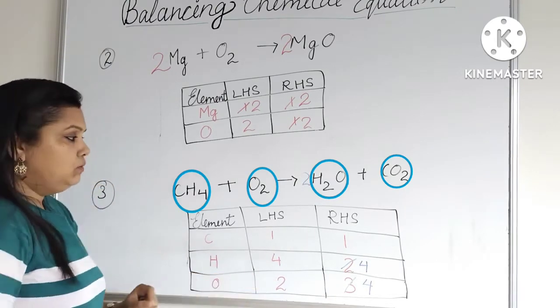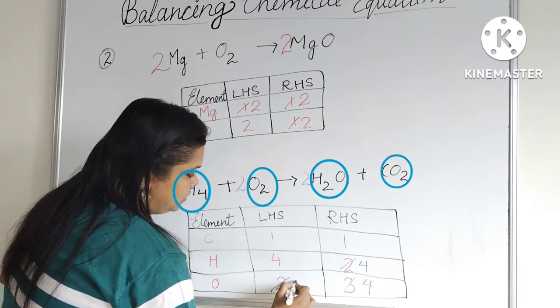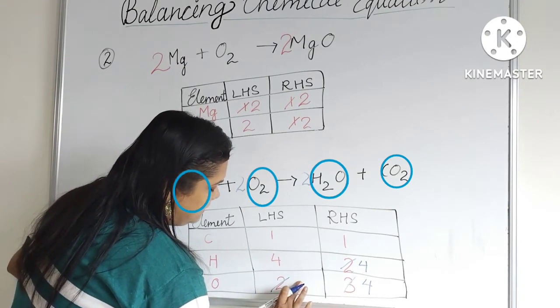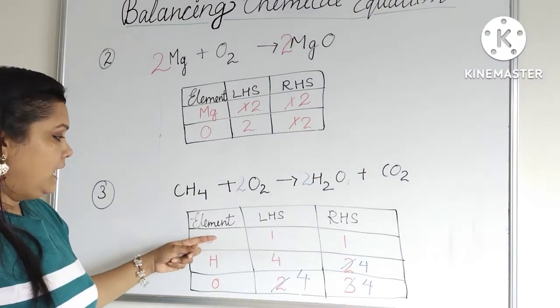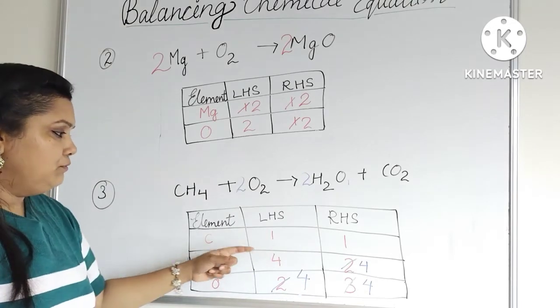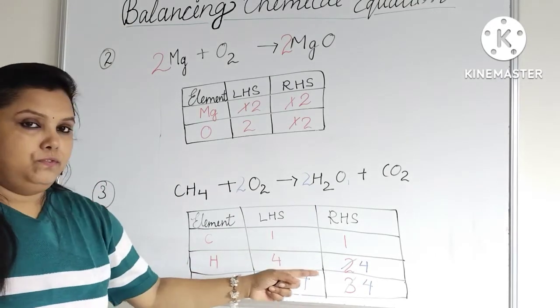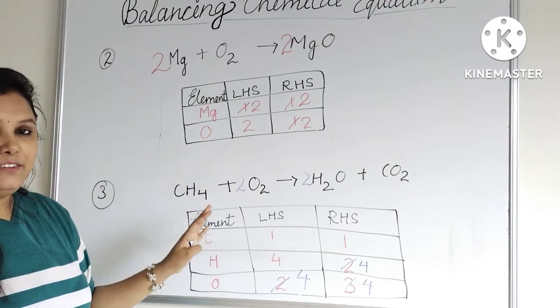So what are we going to do? We are going to just multiply it with 2. So cut this 2 and write 4. 2 2s are 4. Now we'll check: carbon 1 and 1 in the product and the reactant side, hydrogen 4 and 4, oxygen 4 and 4. Now this is our balanced chemical equation.